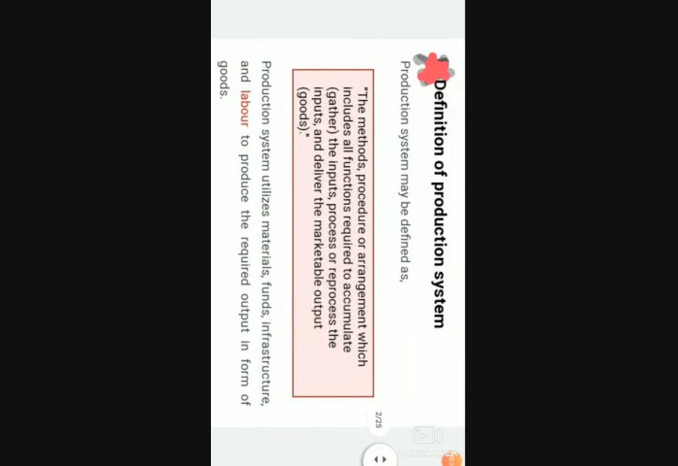So basically production system is buying raw materials from outside, processing them in the industry using various manufacturing processes like casting, welding, fabrication, or you can say forming, or you can say machining, and ultimately we receive the final end product. It also utilizes materials, funds, infrastructure and labor.